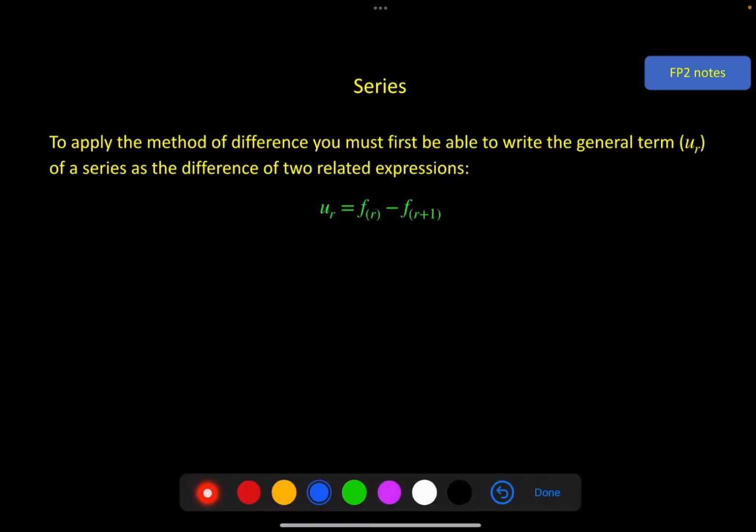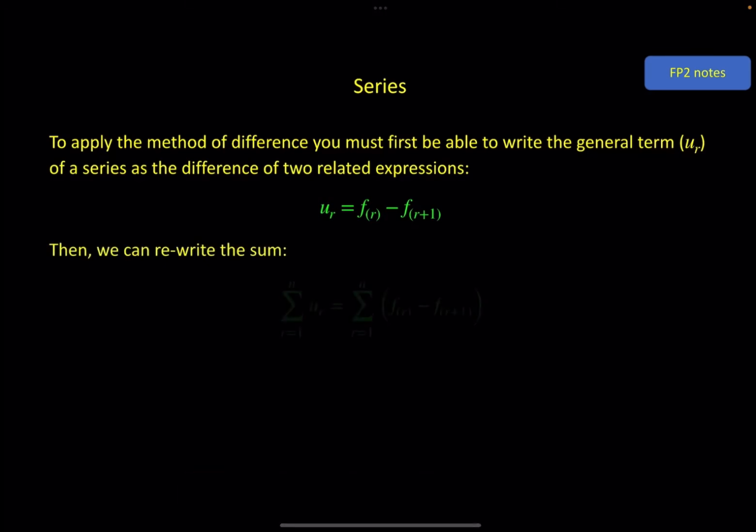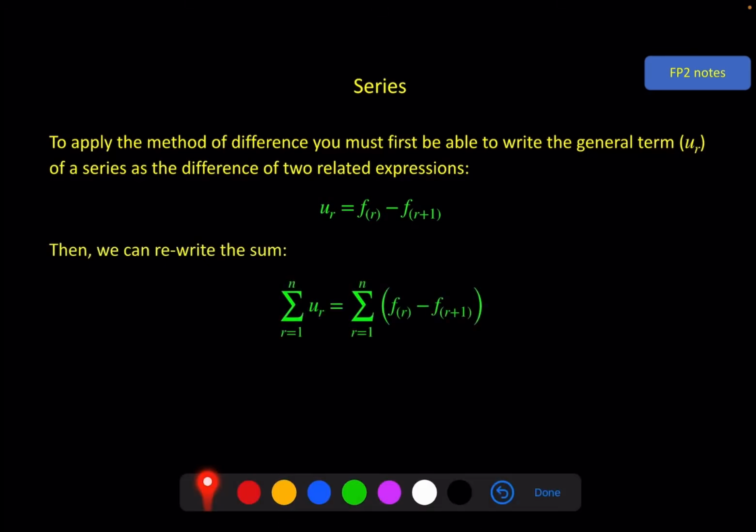Something like this. So here you've got your general term of your series. If you can write it as a function f(r) minus that same function, where you've got r here and not necessarily r plus 1, but r plus a, where a is an integer, then you've got two things of very similar format. One positive, one negative. That is the absolute foundation of how this method works. So you must be able to write your series in this format, which is why partial fractions is quite useful in this section. Then you can rewrite your sum that you're trying to find as the sum of the difference of these two things.